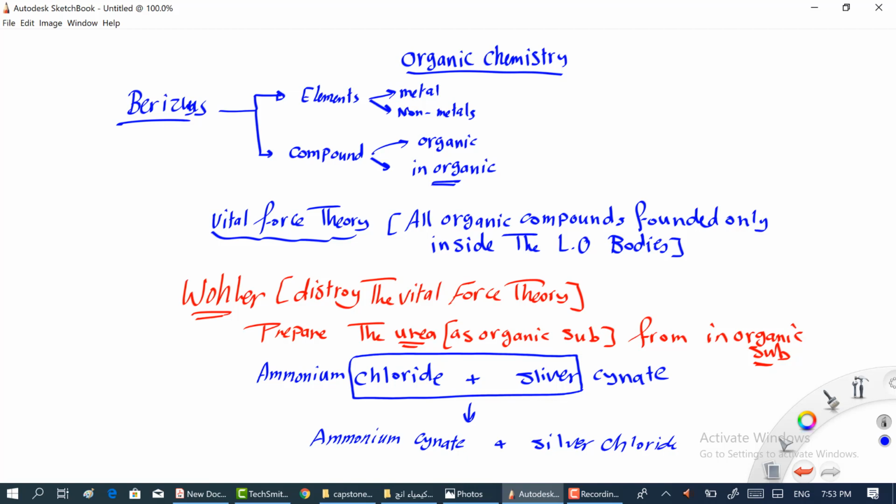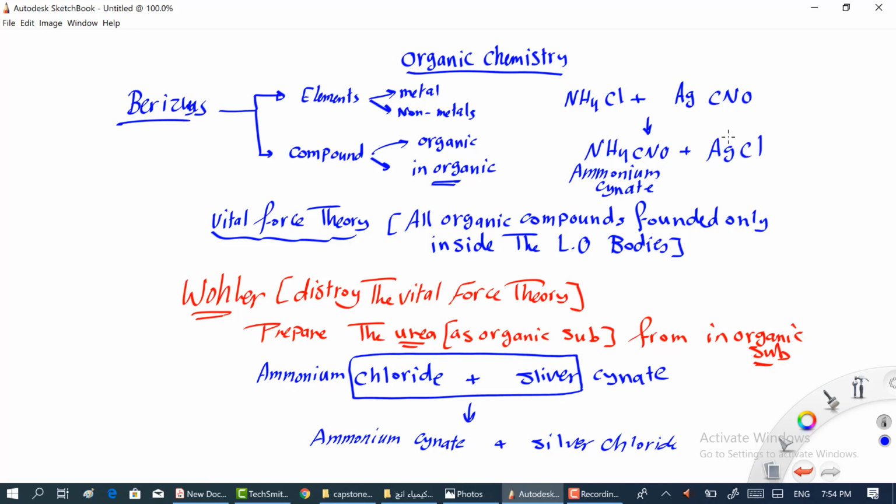Change the word equation into the symbolic equation. We'll find ammonium chloride NH4Cl plus silver cyanate AgCNO. We will find that it's a complete reaction, giving NH4CNO, ammonium cyanate, plus silver chloride.